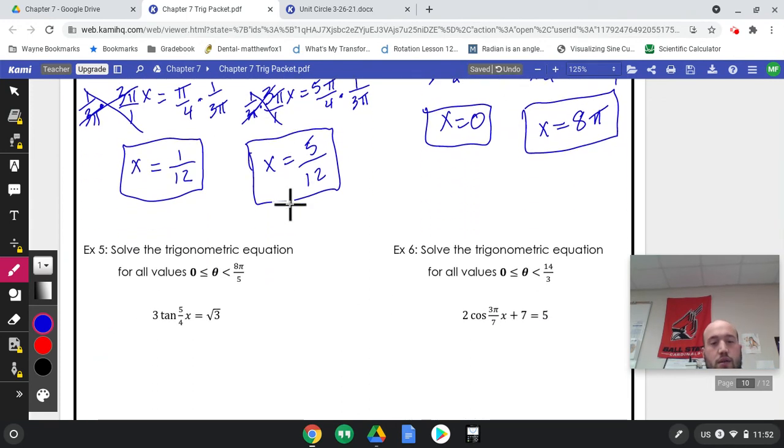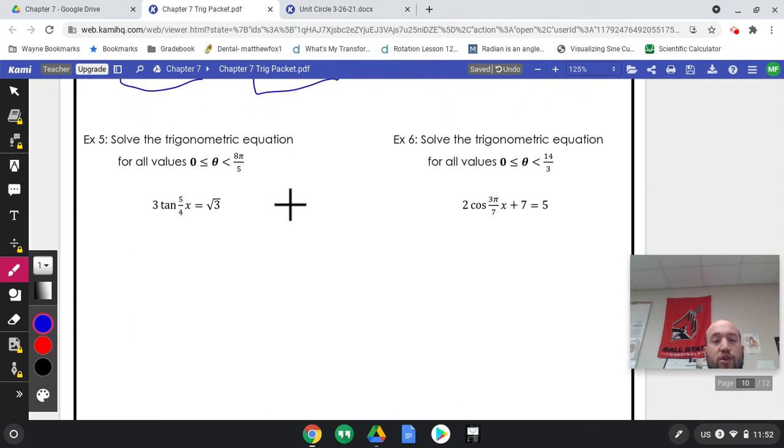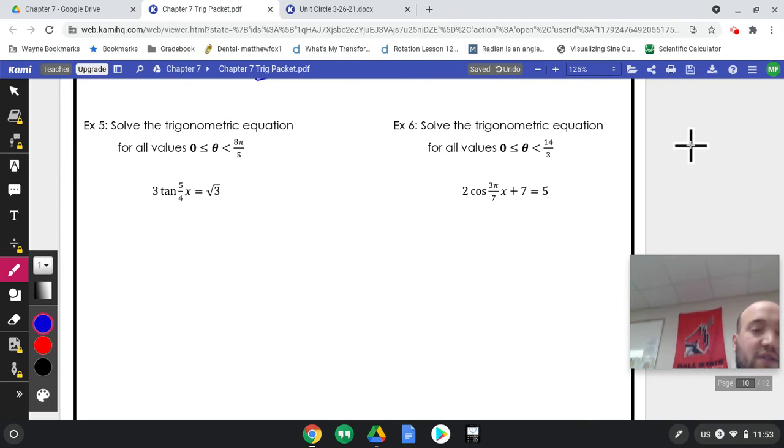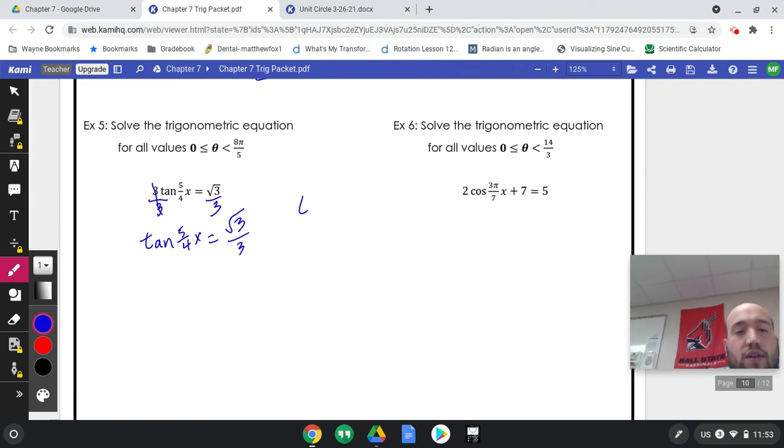Okay, so we're making progress. We got 2 more we're going to do. Same approach. So this one, we got to start off. Let's divide by 3. So tangent of 5 over 4x will equal square root of 3 over 3. So once again, what if we had the tangent of theta equal to that? What would my answers be? So theta would give me 2 answers, pi over 6 and 7 pi over 6.